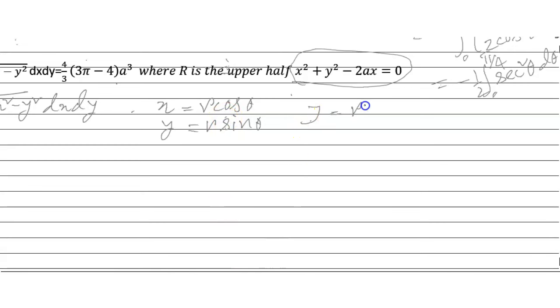J equals r, obviously, we know. Now, whatever we get from these equations, r squared minus 2a r cos theta equals 0. So r is equal to 2a cos theta.